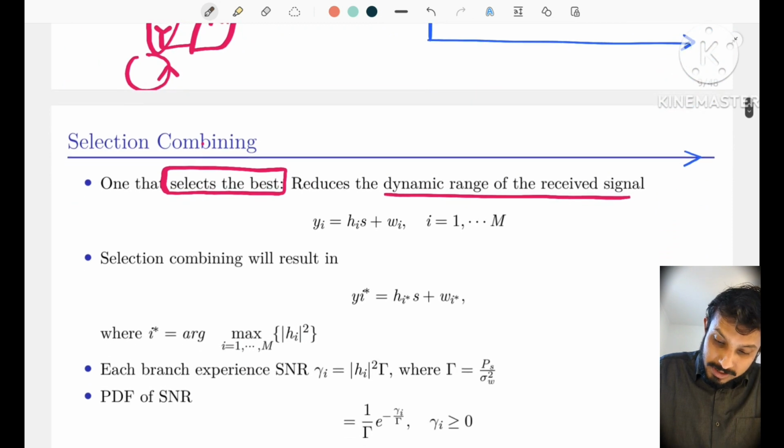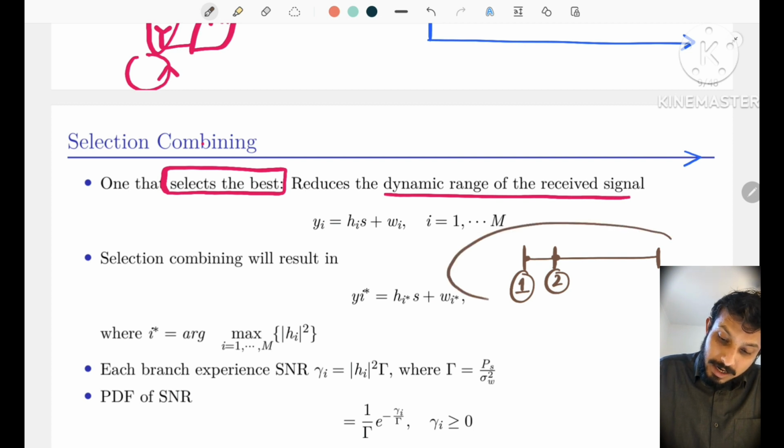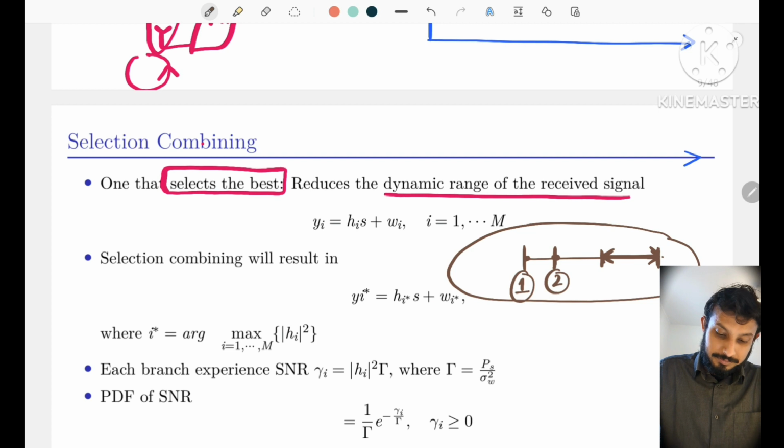So this can also be seen as if this is the signal fluctuation for the first antenna, and this is the signal fluctuation at the second antenna. But when we combine the signals that we are getting at both the antennas, the signal we eventually have will have very few fluctuations in it. So the dynamic range will be reduced for the receiver.